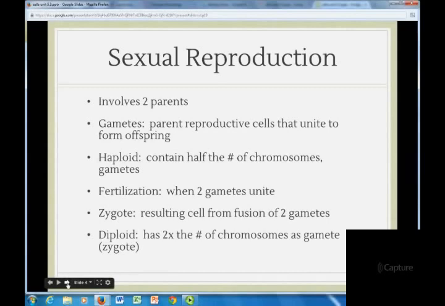With sexual reproduction, this is going to involve two parents. The parents are going to form gametes, which are the reproductive cells which will unite to form the offspring. These gametes are haploid in that they contain half the number of chromosomes that the parent cell has. This is important because when they form a zygote, you'll have the fusion of the two gametes in a process called fertilization, and you'll end up with the full number of chromosomes again. A diploid organism has 2 times the number of chromosomes as the gamete.